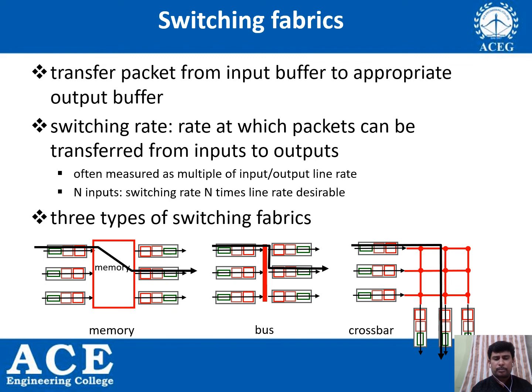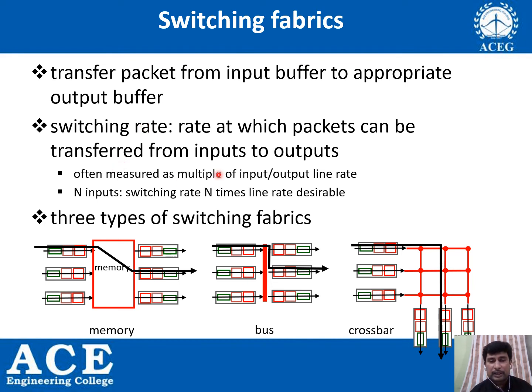The next important component of our router is the switching fabric. The input port's third block, decentralized switching, will forward the datagrams to the switching fabric. And what is the role of the switching fabric? It transfers the packet which it received from the input buffer to the appropriate output buffer. The rate at which the packets can be transferred from inputs to outputs by a switching fabric, we call it the switching rate of this switching fabric. It's often measured as a multiple of the input or output line rate.